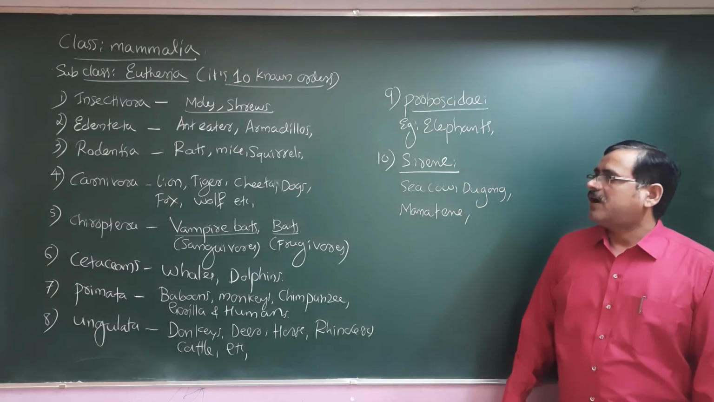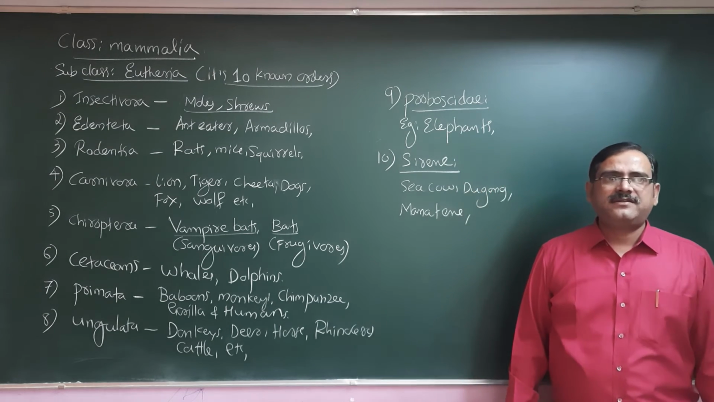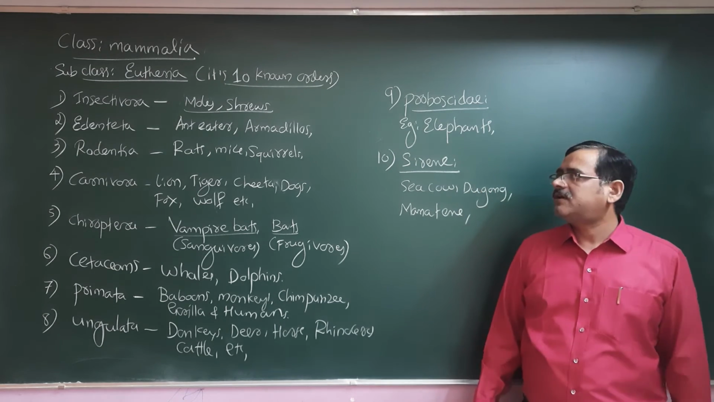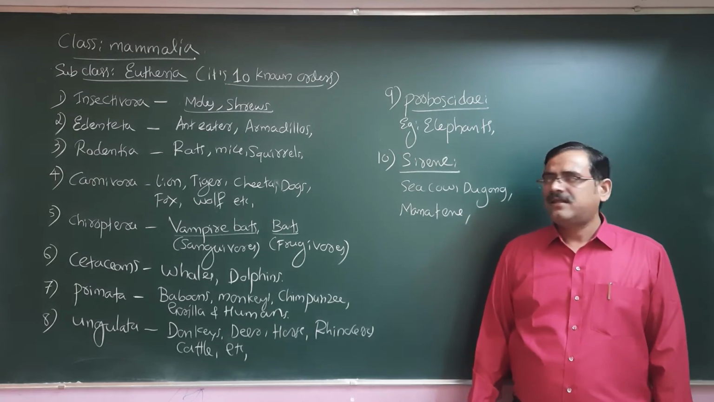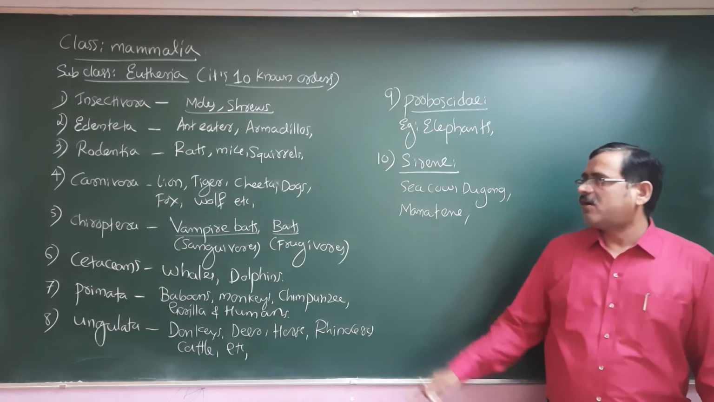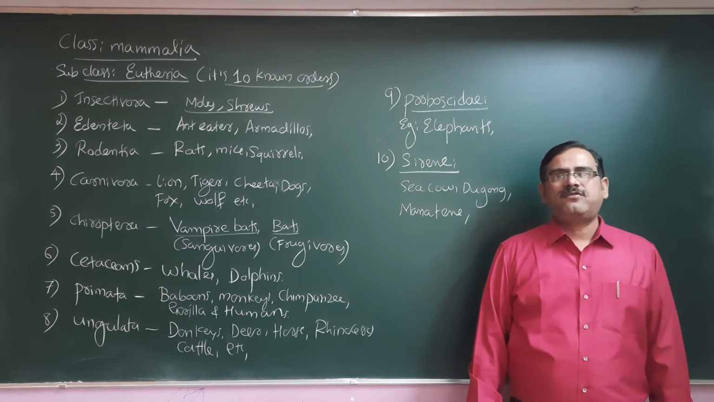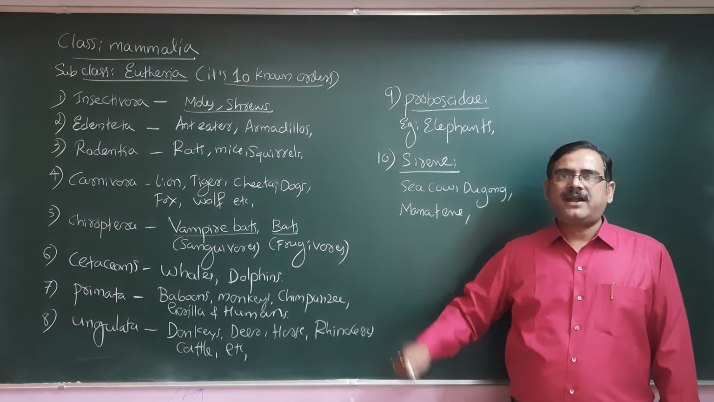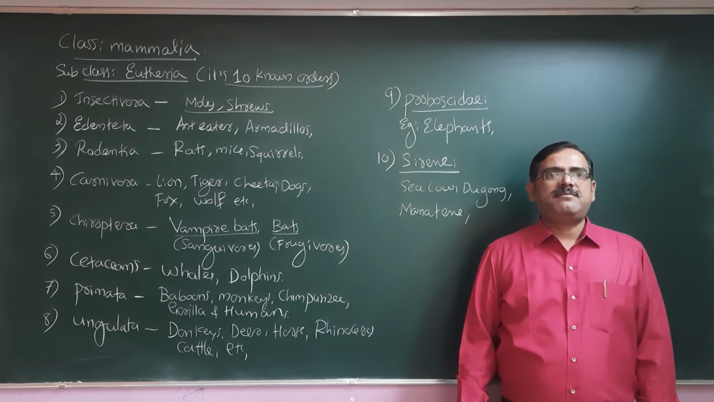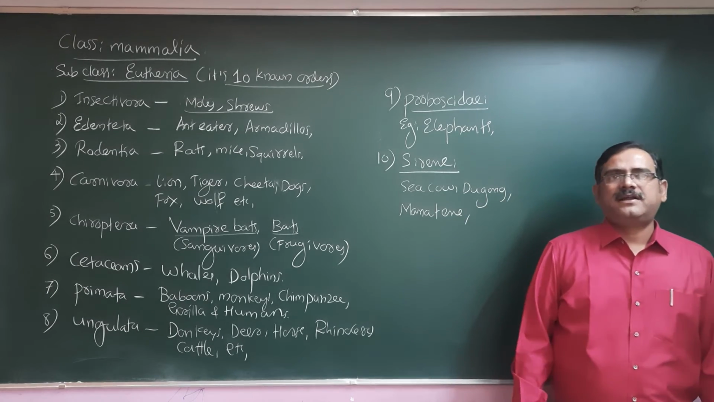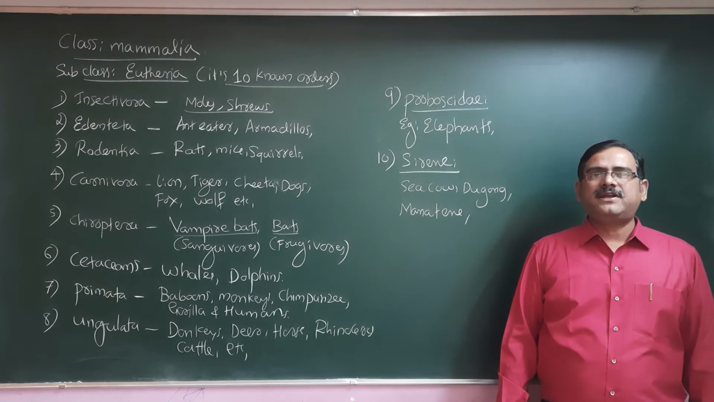Carnivora are mainly hunters, flesh eaters. They have well-developed canine teeth. They are the lion, tiger, cheetah, dog, fox, wolf, etc. Fine. Next, Chiroptera. Chiropterans are either blood sucking or fruit eating. Vampire bats attack large animals like cattle and suck their blood. The other bats are only fruit eating frugivores.